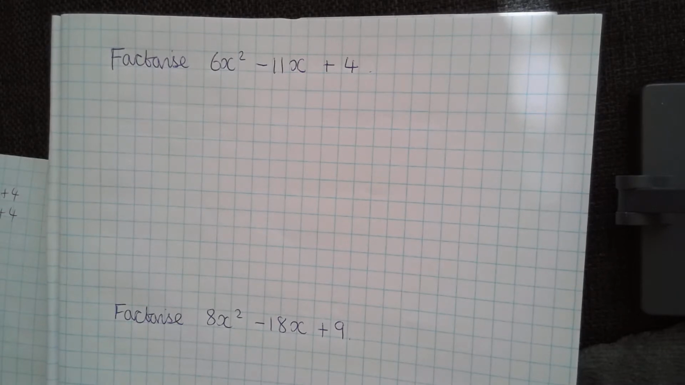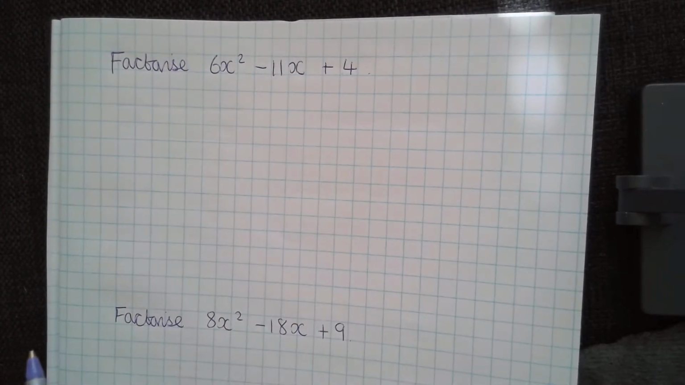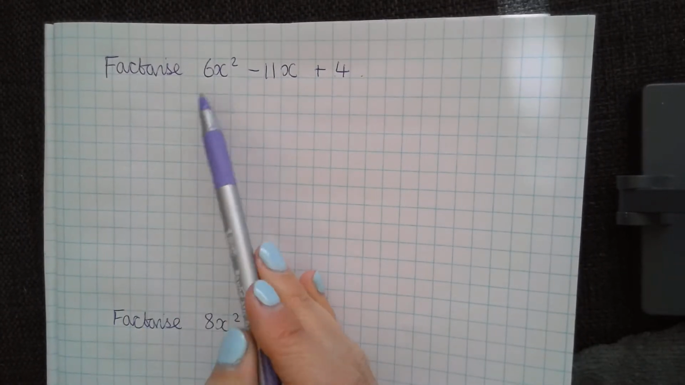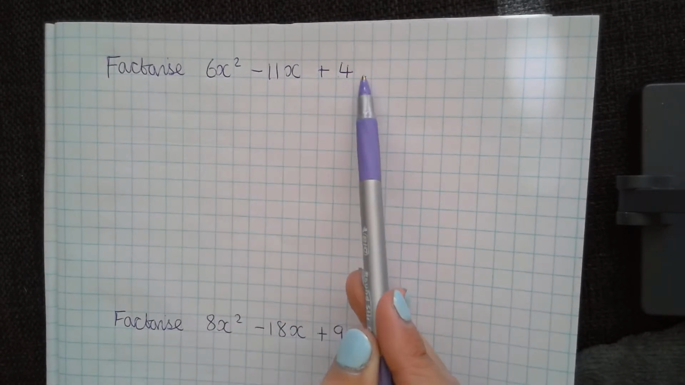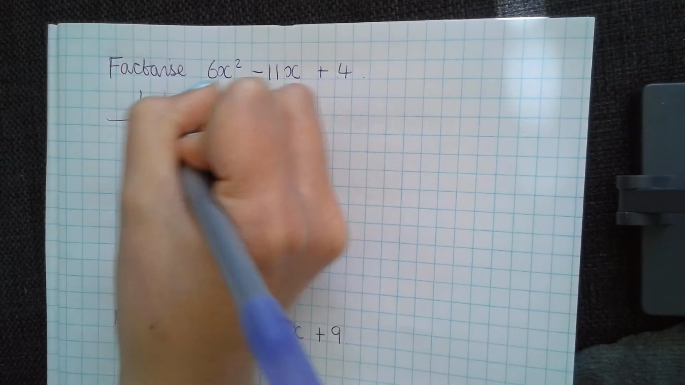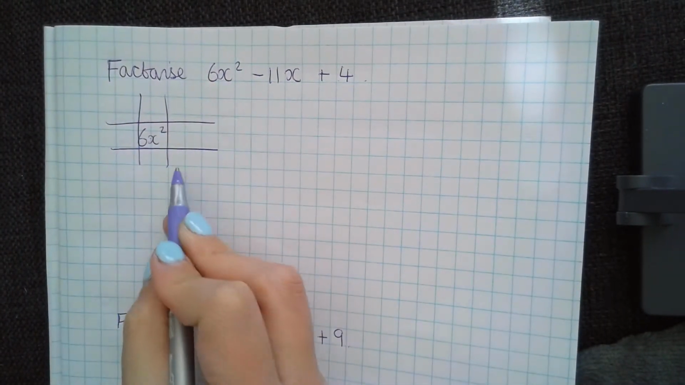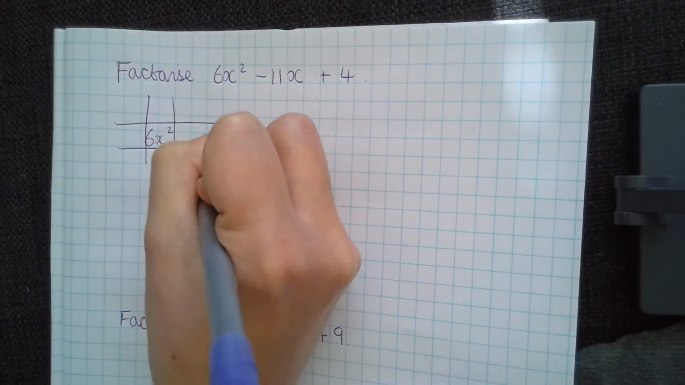So we're going to look at factorising 6x squared minus 11x plus 4. First of all, we'll check for common factors, but there are no common factors of 6, negative 11 and 4. So we can go straight into using the grid. And in this box is always the x squared term. In this box is the number on its own.